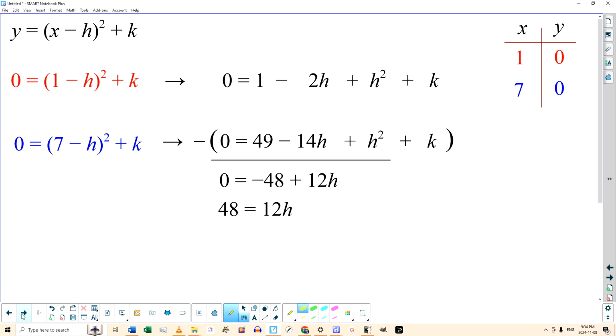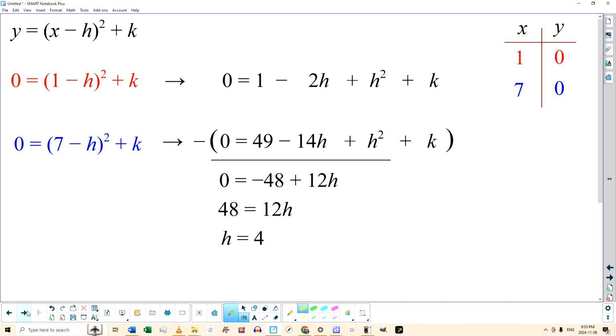We can move the 48 to the other side by addition, divide both sides by 12, and now we're kind of halfway there. We now know the value of h. Now, how are you going to determine the value of k? Well, the same way you would determine the value of the other unknown in any system of equations.